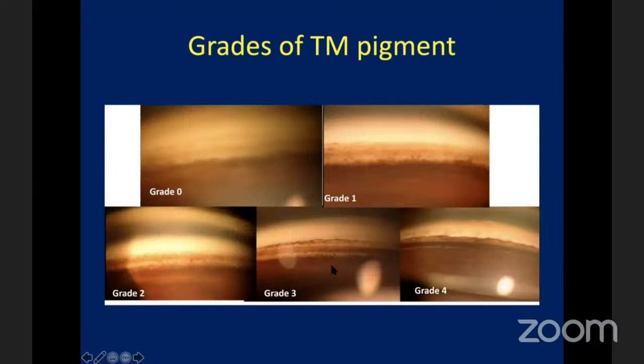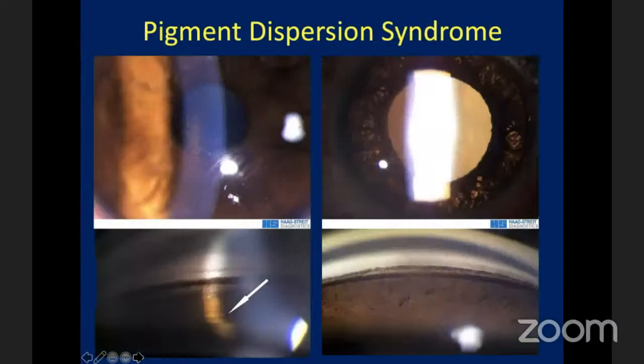You can see the increase in pigmentation of the angle that can occur with aging, post-surgery, post-laser. And also, if you get a Krukenberg spindle with a concave iris configuration, this is pathognomonic of pigment dispersion syndrome, uniform dense pigmentation of the trabecular meshwork with the Krukenberg spindle.